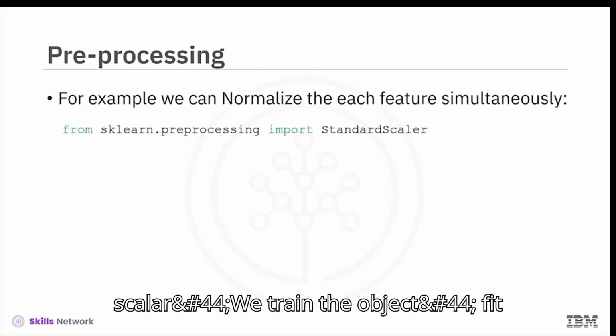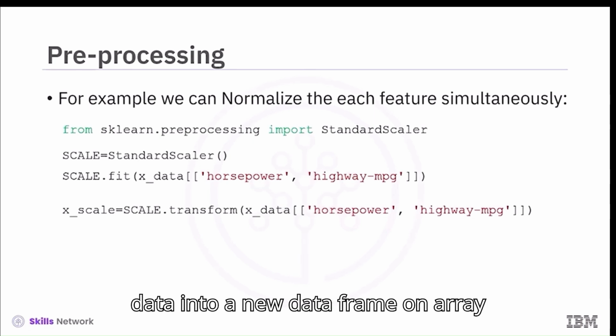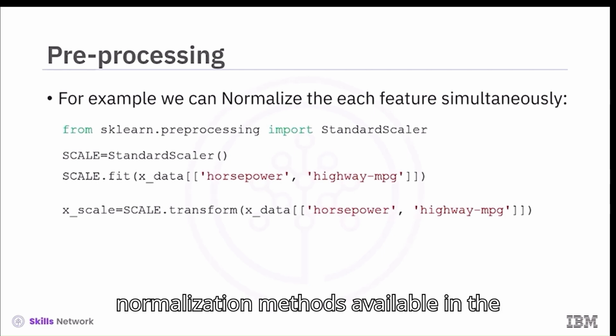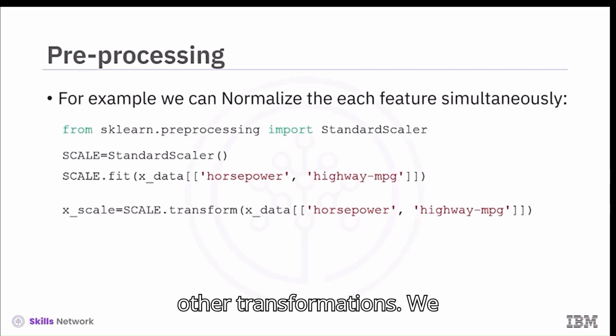We import StandardScaler. We train the object, fit the scale object, then transform the data into a new data frame or array, x_scale. There are more normalization methods available in the pre-processing library, as well as other transformations.